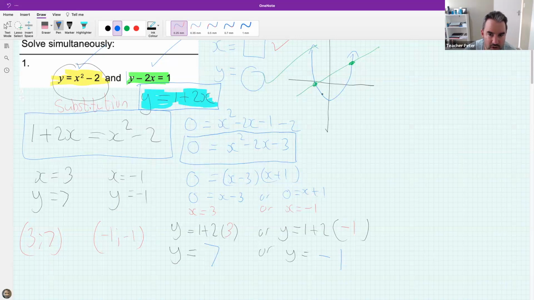And I'll just show you this is true. Now, this was an approximate graph, but you can see that that point over there would be the point 3. And I know it's not perfect. That would be the 7. So that's the point 3, 7. And then the one over here would be the minus 1, minus 1 point. And so those are the two simultaneous solutions, but also the intersection points.